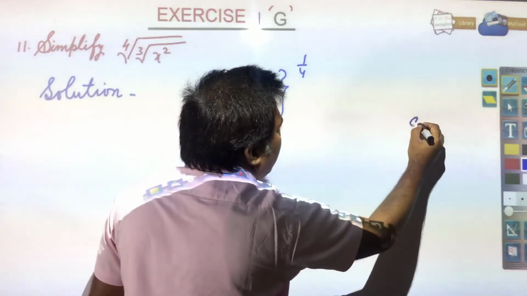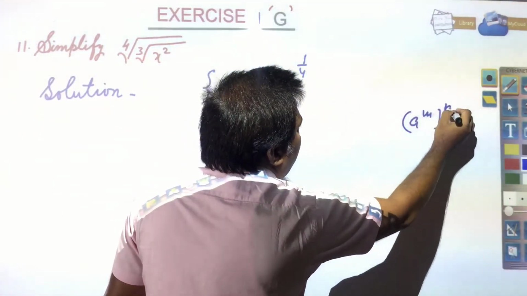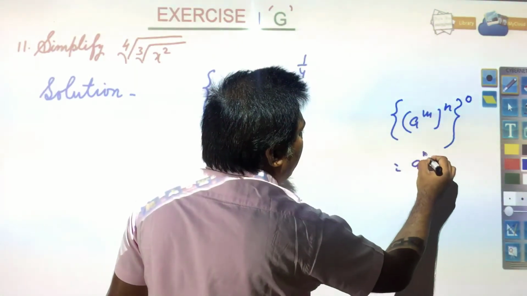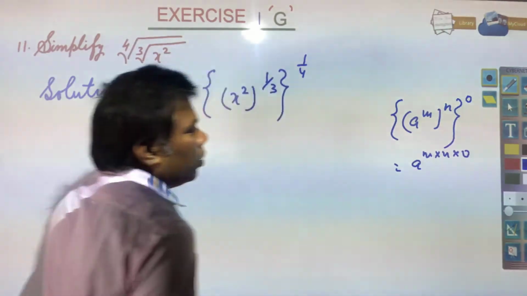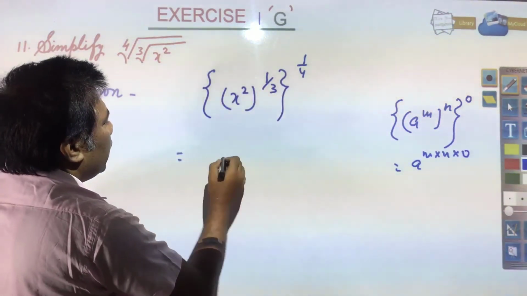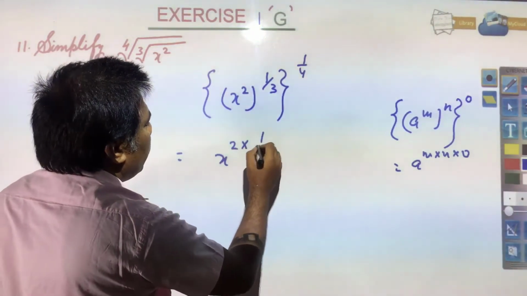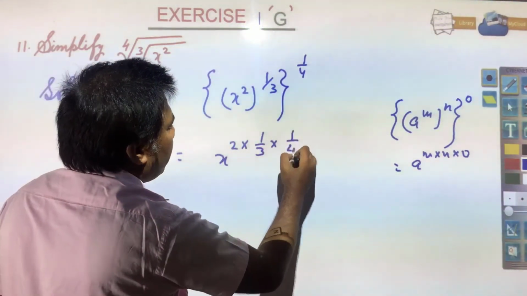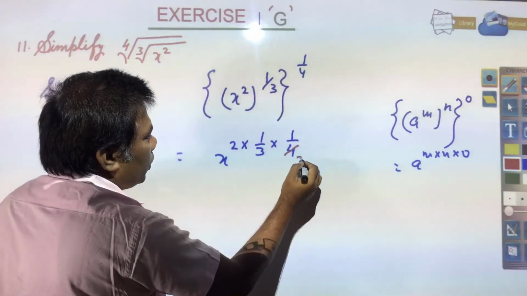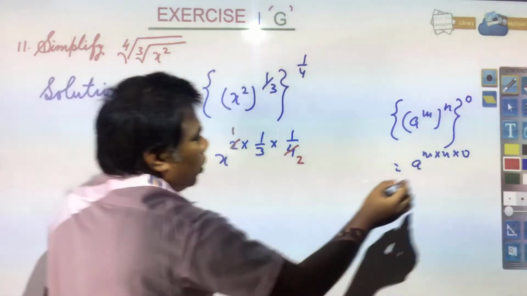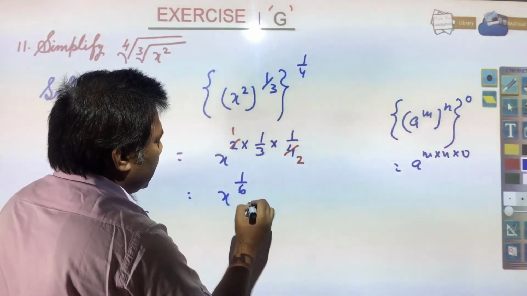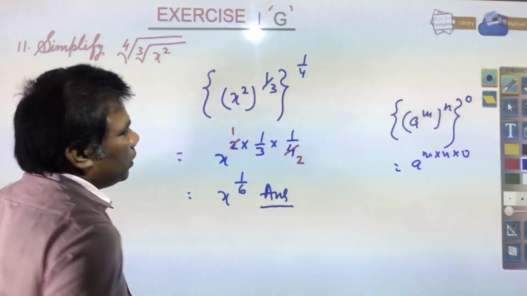You know the formula: a to the power m, to the power n, to the power o, will be a to the power m into n into o. In the same way we will write this: x to the power 2 into 1 by 3 into 1 by 4. Here the 4 will cancel, 2 twos are 4, 2 ones are 2, and finally you will have x to the power 1 by 6, and this will be your answer.